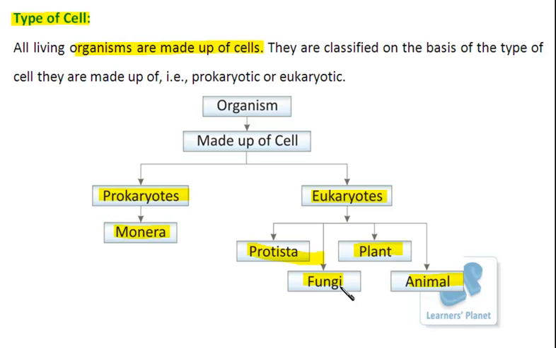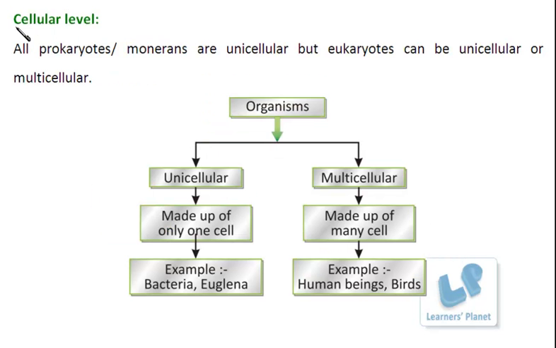The next criteria is the number of cells, right? So let me show you that also. So on the basis of the number of cells, all these organisms can be either unicellular or multicellular. Unicellular, you know very well, means the organisms which are made up of only one cell, while the multicellular organisms are those which are made up of many cells, right?